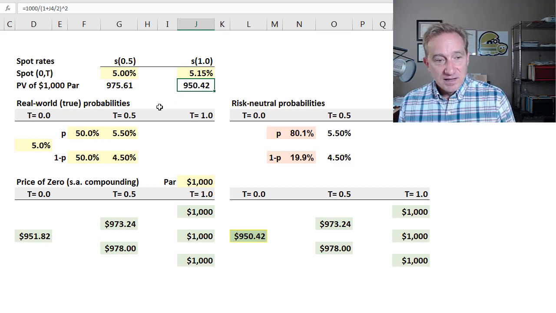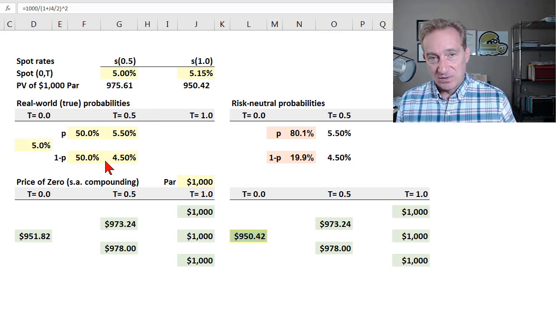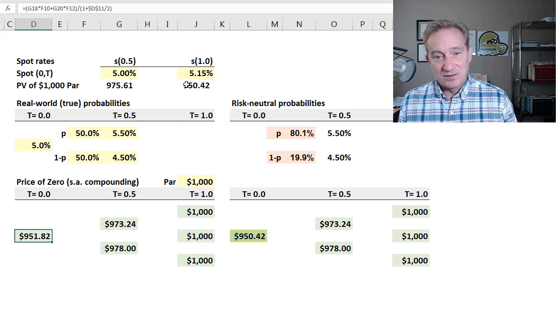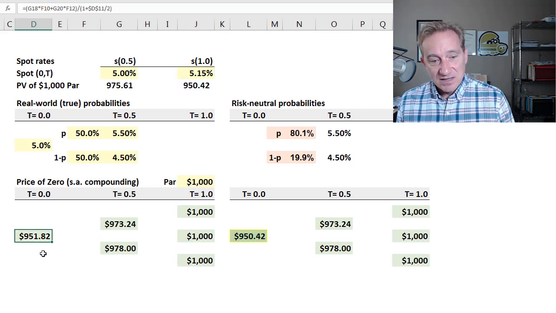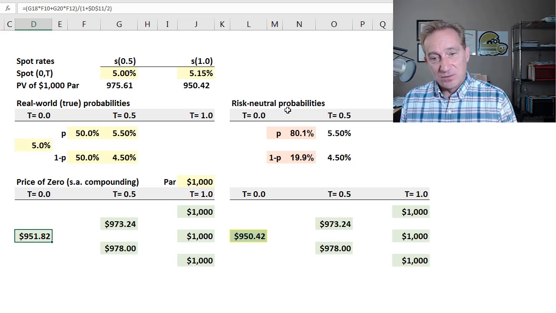Well, that's because it's analogous to the example that we just did with the coin toss. This price here doesn't really reflect any risk penalty, but the spot rate curve here that's upward sloping actually does do that. But we have a difference here. So we go over and find the risk neutral probabilities, which is the same idea.